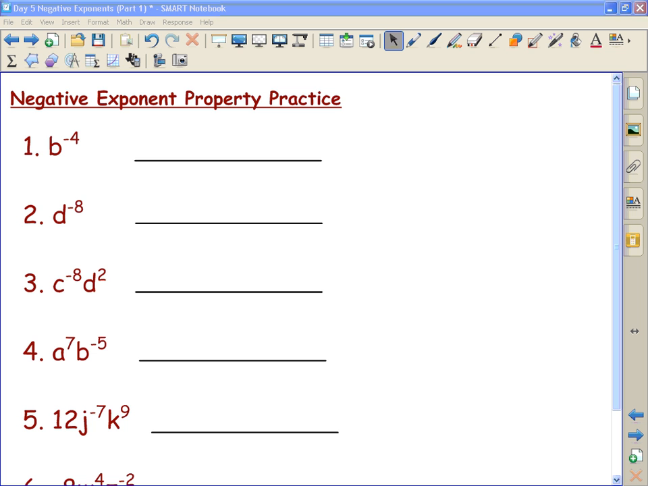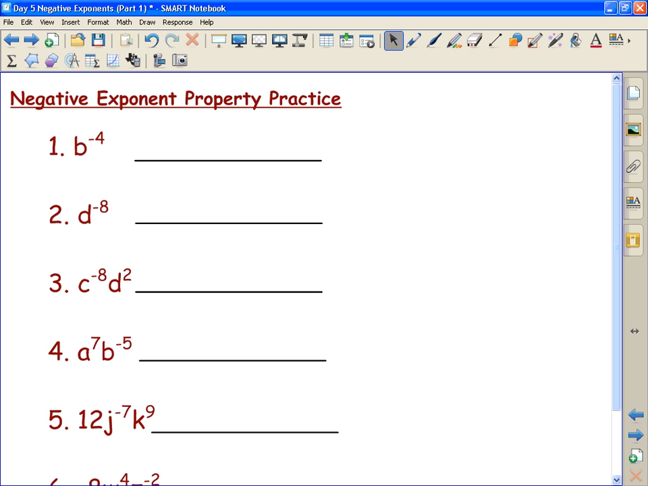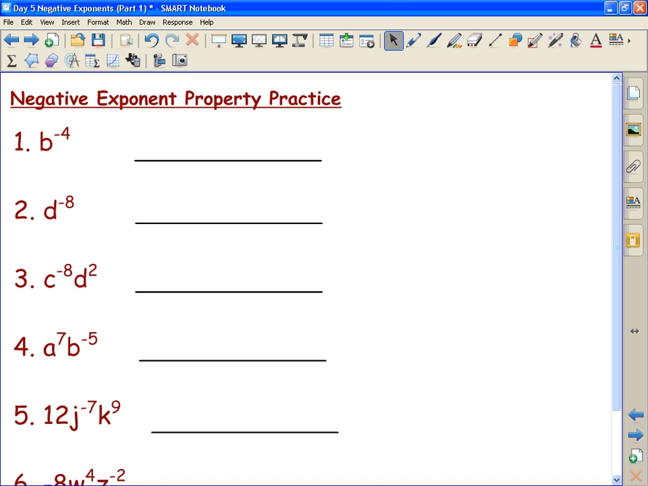Okay, so I think we're ready to go through these. On number 1, you can see that the b is very unhappy where he is. He is currently upstairs. He would much rather be downstairs, so we write 1 over b to the 4th. Same thing happens on number 2. The d is very unhappy where he is. He is upstairs right now, so I move him downstairs to get 1 over d to the 8th.